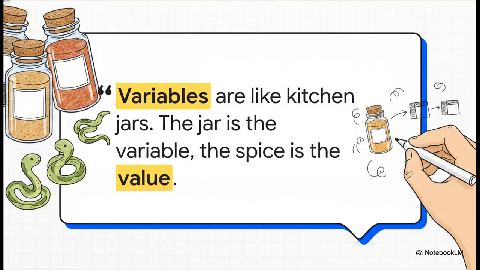I absolutely love this real-world analogy from Hamza and Najm. Just picture your kitchen. You would never leave your spices in random, unlabeled plastic bags where you can't find them, right? No, you put them in a jar and you slap a clear label on the outside. Well, in Python, the jar itself is the variable. The spice inside is your data or value. And that label you stick on the outside, that's the variable name.